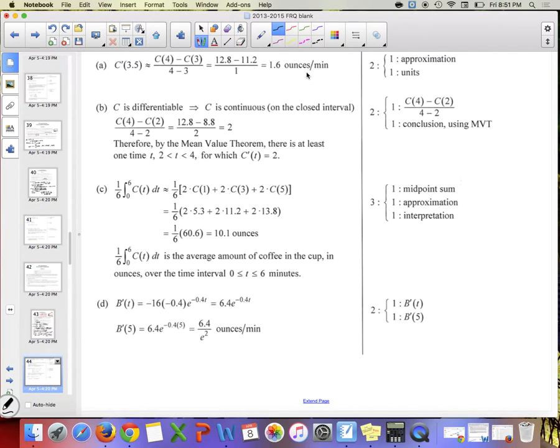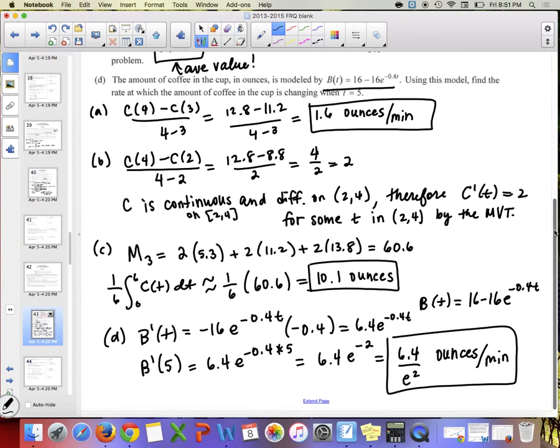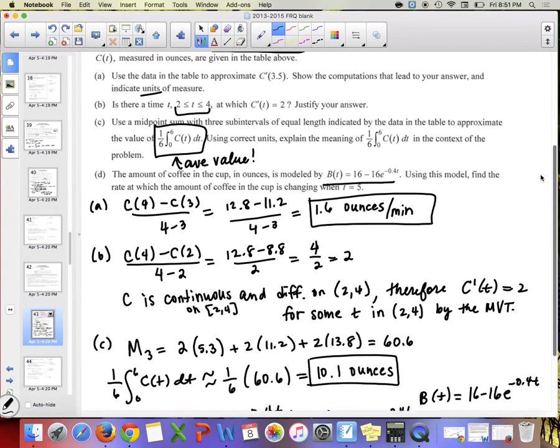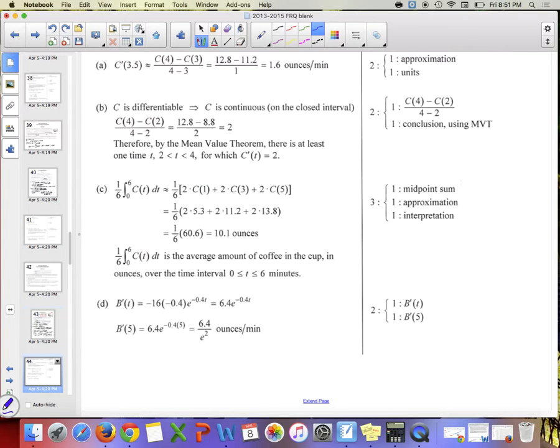Okay. Oh, I don't think I actually did that. I would have missed my point, huh? Yeah, I didn't say what I was finding. So part C, it did say, using correct units, explain the meaning in the context of the problem. So you would need to say the average amount of coffee in the cup is 10.1 ounces over the first 6 minutes, or from time t equals 0 to 6 minutes.